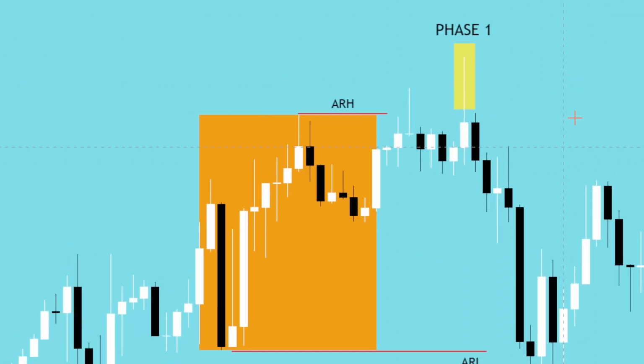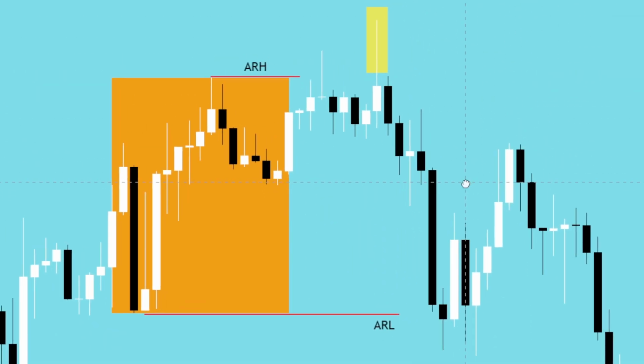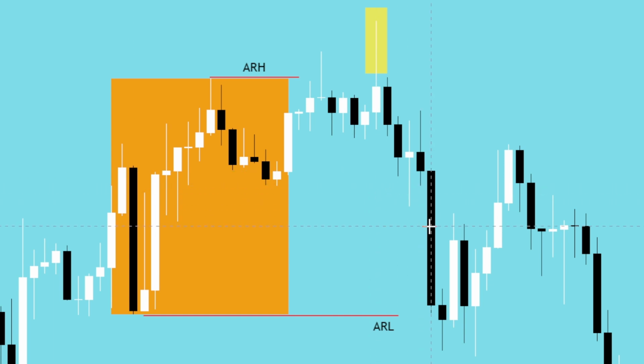Once we've seen a sweep of the Asian high, what we had here is a London fair value gap produce itself. This fair value gap produced at 3:15 a.m. Eastern time, which falls in that London session. So once you've understood what the London session is, you understand that 3:15 a.m. Eastern time is a counter trend trade.